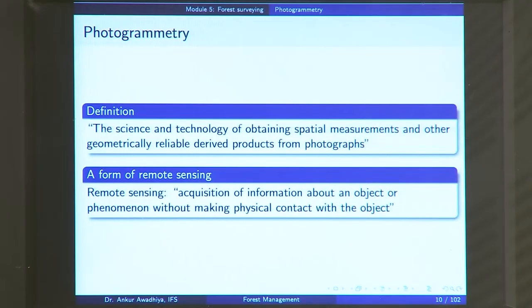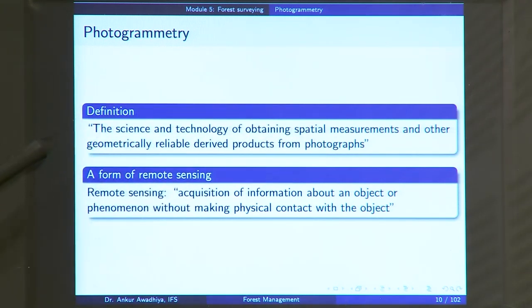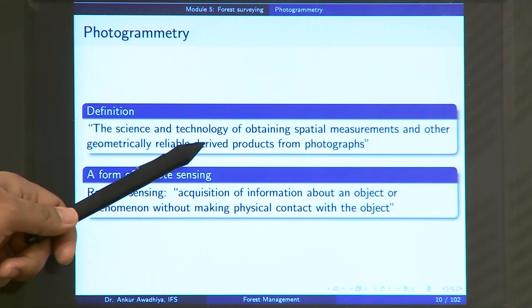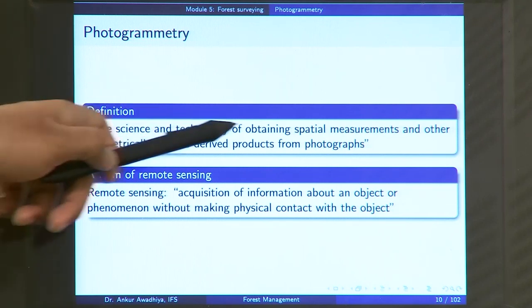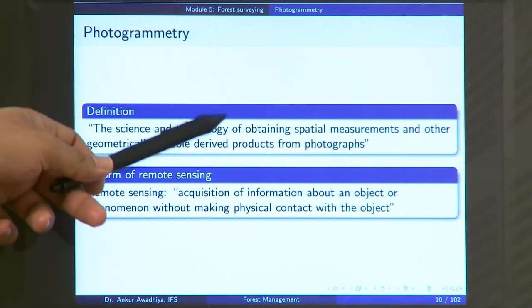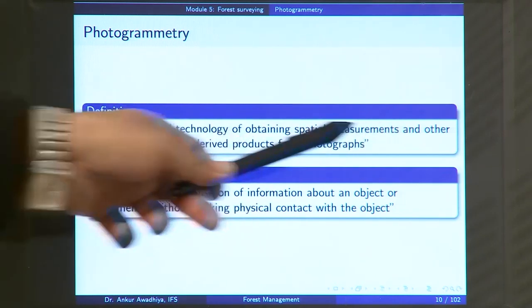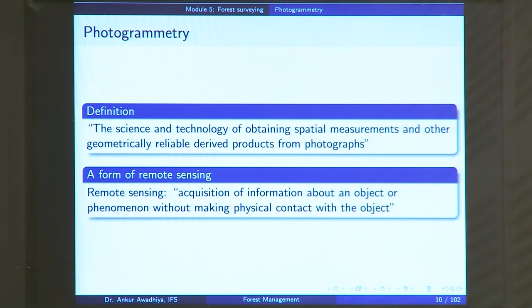We move forward our discussion of the methods of forest surveying, and today we will have a look at the method of photogrammetry. Now, photogrammetry is defined as the science and technology of obtaining spatial measurements and other geometrically reliable derived products from photographs. So, it is the science and technology of obtaining what? Spatial measurements, that is measurements over the space, both in two dimensions and in three dimensions.